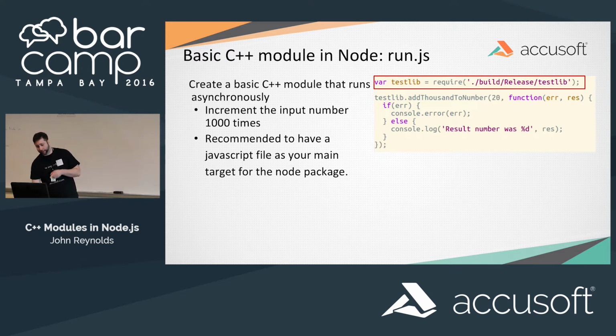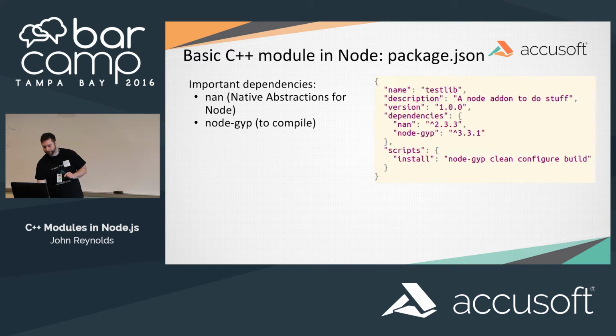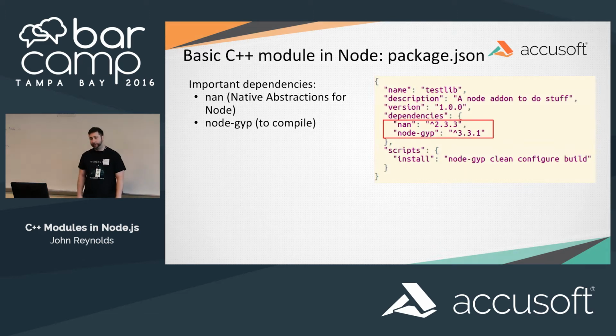So again, this API function that we're going to be developing just adds 1,000 to a number, but doing it via a for loop. So the first thing you create in many Node applications for packaging is a package.json file. The one thing that we're going to point out here is the two dependencies.